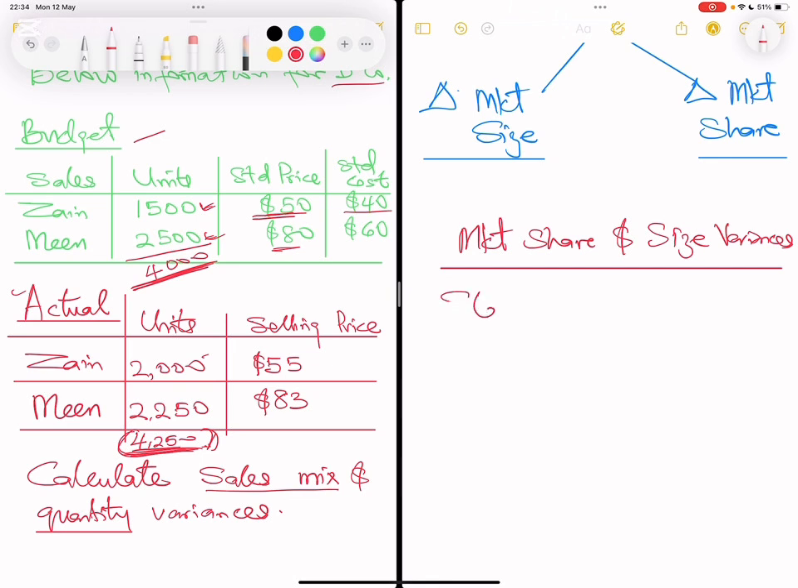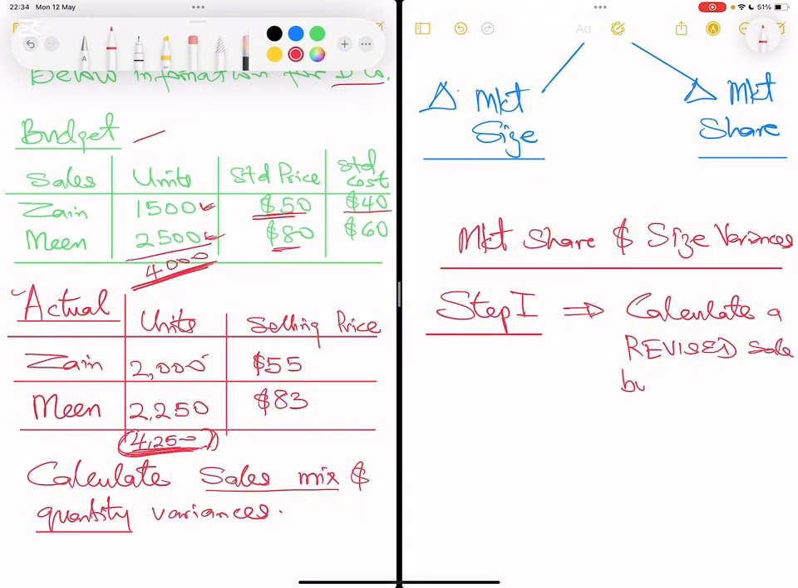And the first step you need to do in this circumstance is to revise the sales budget volume. So we need to calculate a revised sales budget volume. And I will explain what it means. And that will be based on the new, or actual, market size.